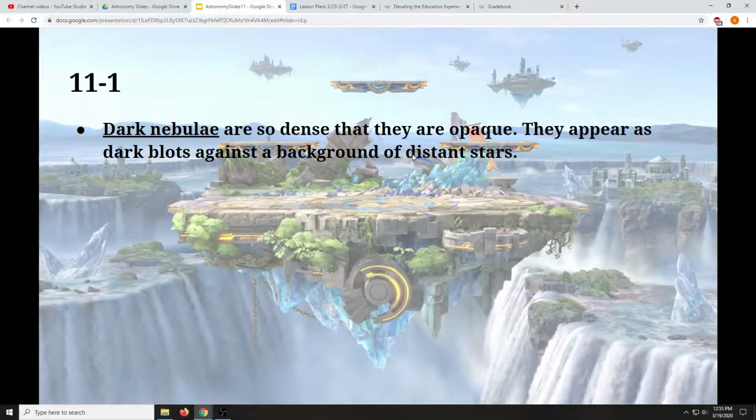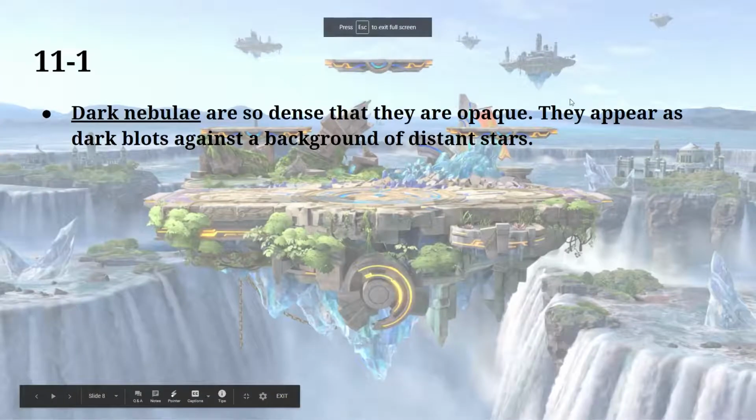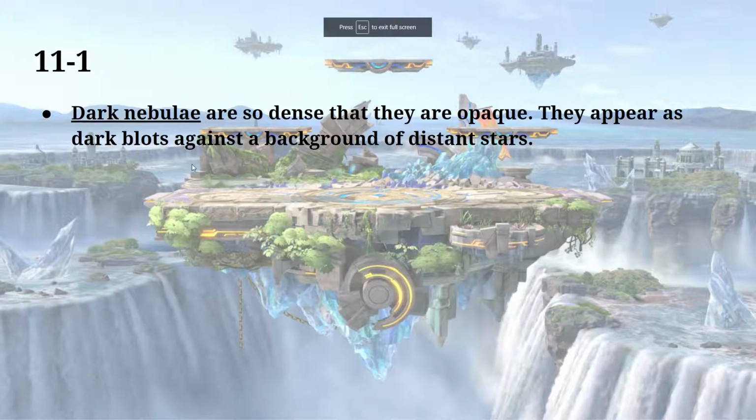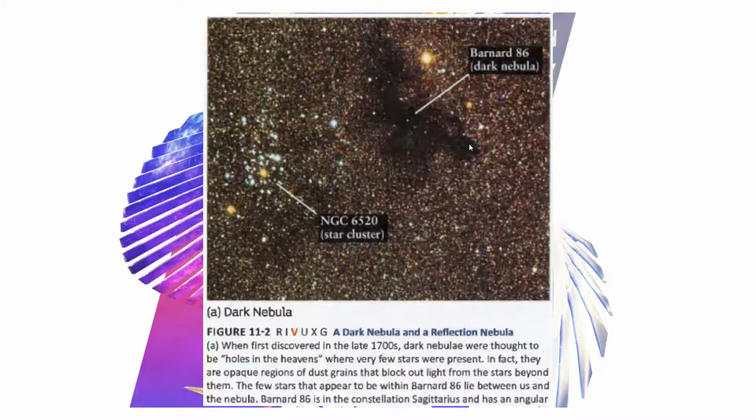There's also things called dark nebulas. Dark nebulas are so dense that they are opaque, meaning you can't really see through them. And they appear as dark blots against the background of distant stars. So if you ever look up through a telescope and there's this black splotch, that's probably a dark nebula, which means all these stars exist, and this dust is probably in between us, right?